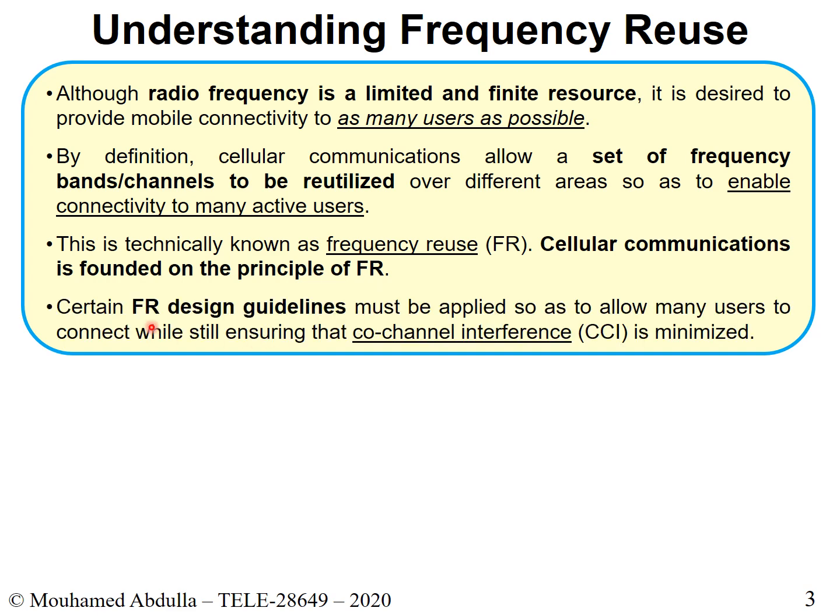So, certain frequency reuse design guidelines must be applied so as to allow many users to connect while still ensuring co-channel interference is minimized. This is the big thing that you should realize: we will reuse the frequencies, but we have to be careful when we reuse frequencies that were already used by some other neighboring cell. Because now that you have two different base stations using the same frequencies, you will end up having interference. So you have to coordinate and manipulate the scheme in order to minimize what is known as CCI, or co-channel interference. You want to minimize this as much as possible, and there are certain guidelines around this.